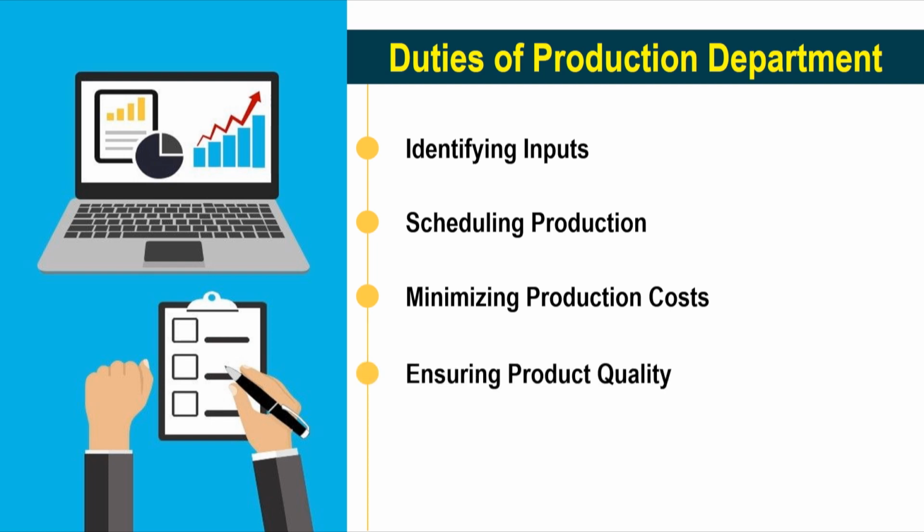Then ensuring the product quality. Techniques such as waste elimination and process standardization are used to ensure and improve the product quality. Then improve the existing products. The production department furnishes relevant information to the research and development department regarding improving the existing products.